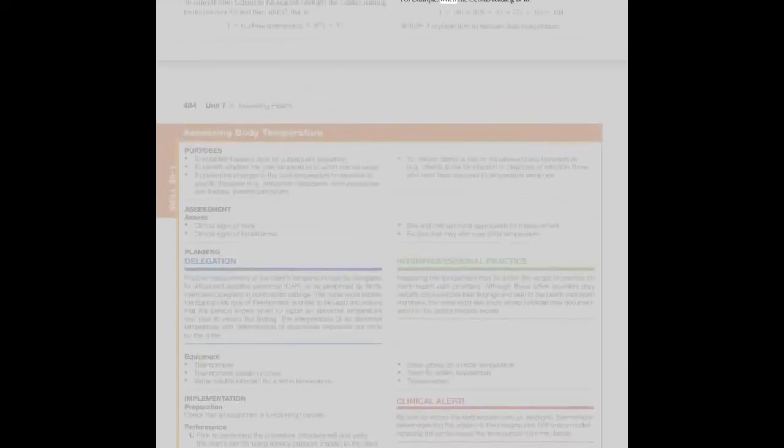For example, when the Celsius reading is 40, F equals 40 × 9/5 + 32, which equals 72 + 32 equals 104. Skill 29-1 explains how to measure body temperature.